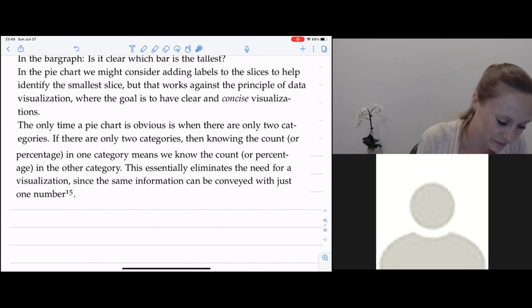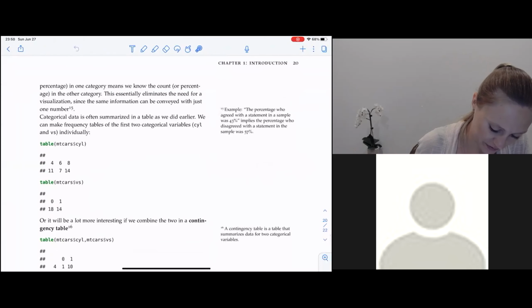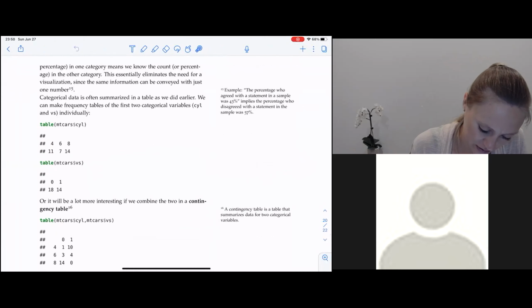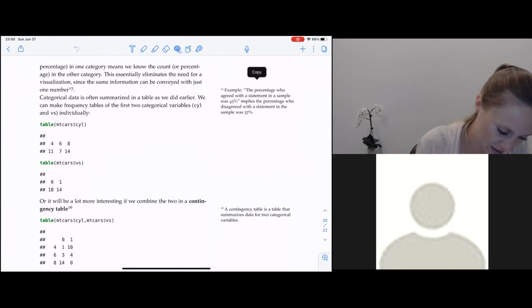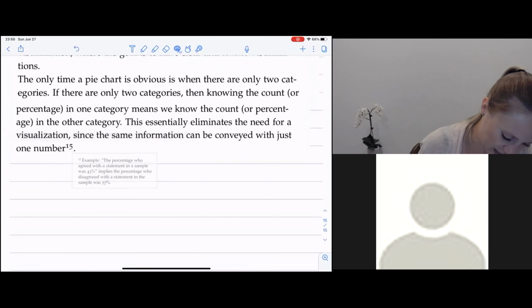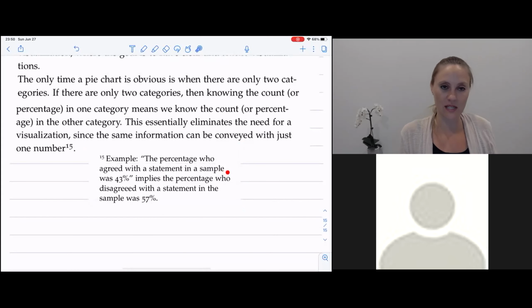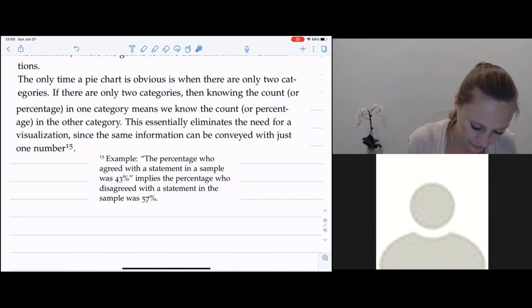So you don't want to have just two categories. Oh yeah, here I have a little example. Another vague example: the percentage who agreed with a statement in a sample was 43%, which implies that the percentage who disagreed with the statement in the sample was 57%, right? Notice we're talking about the sample, but that's okay.